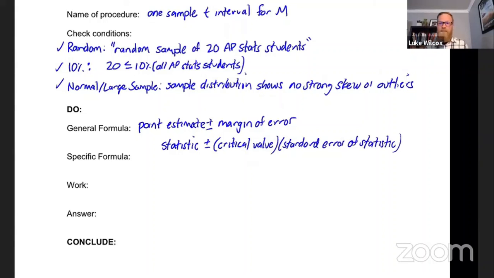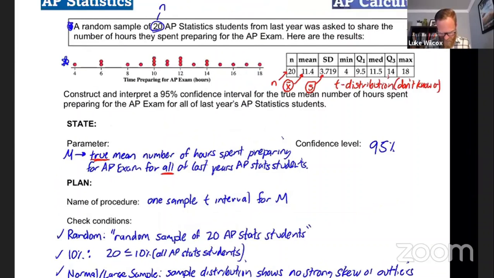And we are ready now to give us our specific formula. The statistic here is X bar, that's our sample mean. We know the critical value has to be a T star value. And then the standard error, which is also on the formula sheet, is S over the square root of N. So we're ready to plug in some numbers now. We know our X bar, if I look back up here, it is 11.4.